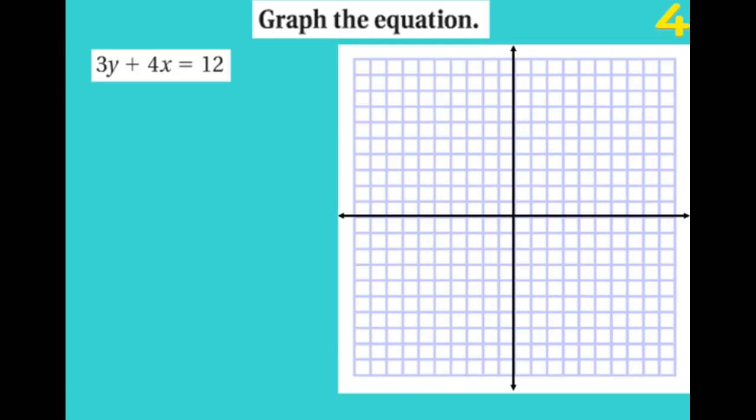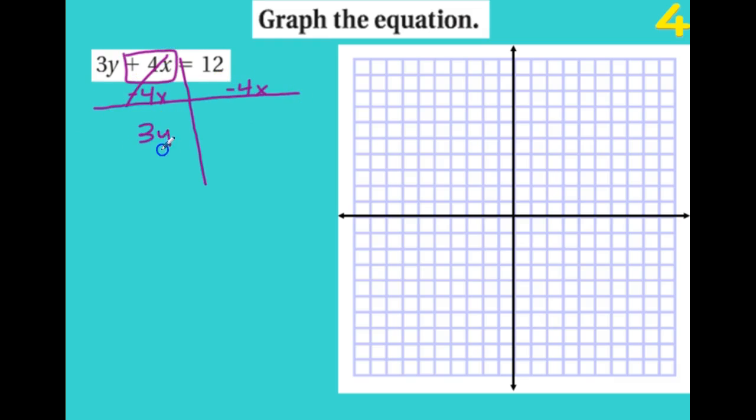Let's try another one. I don't have the steps listed here for you, but we need to remember them. So in order to graph, first we need to solve for y. So let's get our x's over to the other side first. The opposite of a positive is going to be a negative, or subtract 4x.